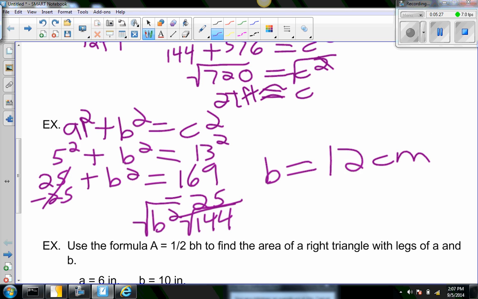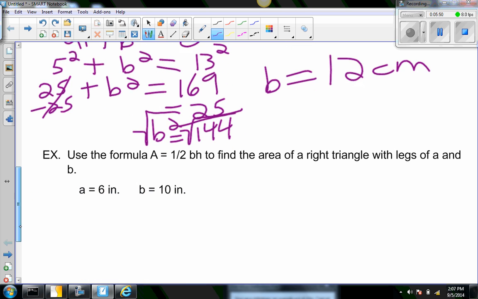Okay, so you're still plugging it into the same formula. a squared, b squared, c squared. You plug in your a where it goes. We don't know the b. You plug in your c. Go ahead and square it. Then you need to get the b squared by itself. So this is a positive 25, so you subtract to get rid of it. You're left with 144. Square root to get rid of the square, and you're left with 12.